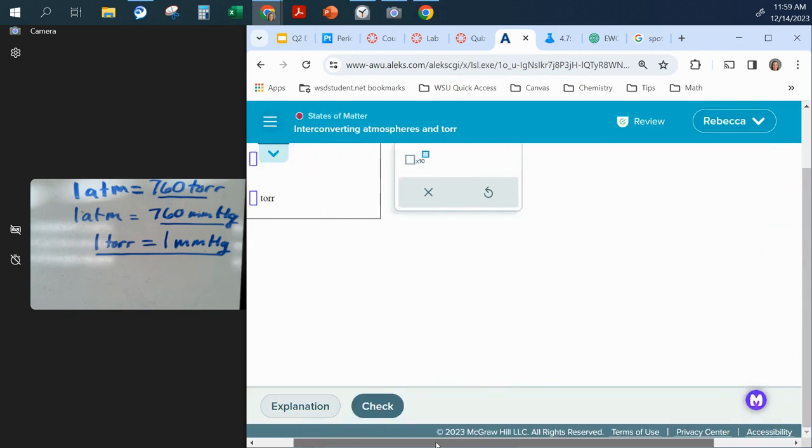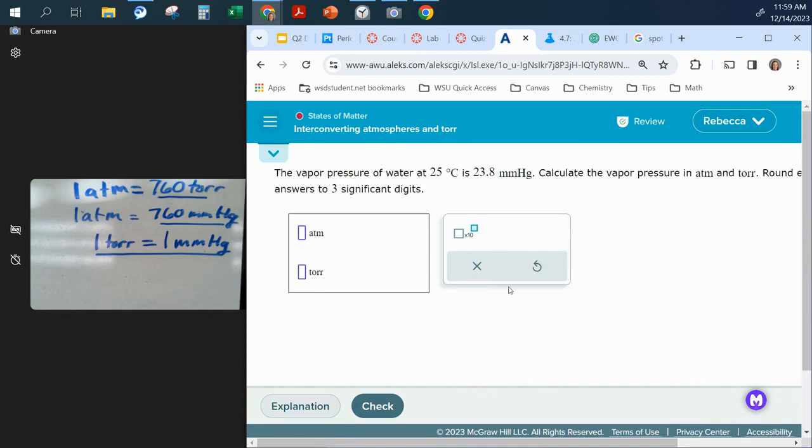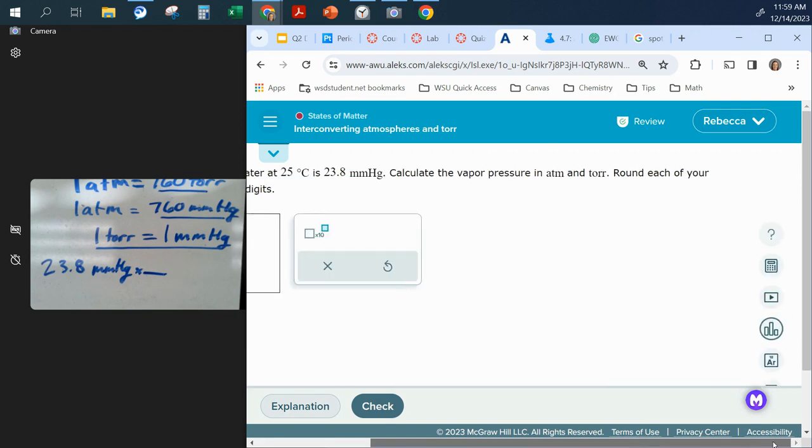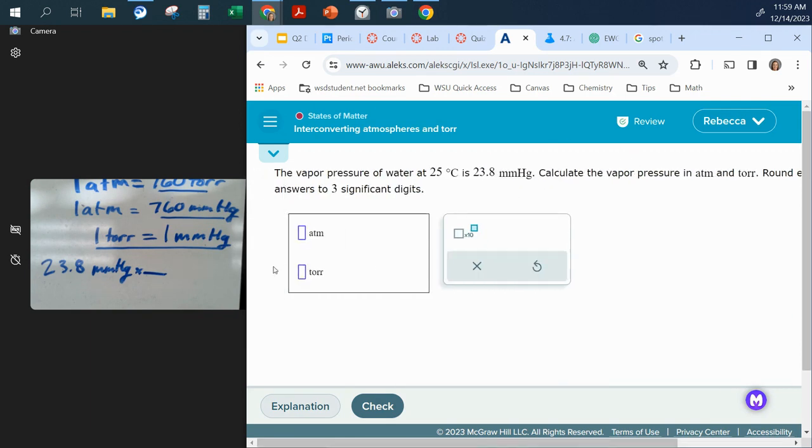All right, so let's go back to our question. So this one says the vapor pressure of water at 25 degrees Celsius is 23.8 millimeters of mercury. So that's my given value. I'm going to write that down. 23.8 millimeters of mercury. Okay, and I need to convert that into atmosphere and torr, and I can just look at this box to tell me. We need to see how many millimeters of mercury is in atmospheres, what is this in torr?